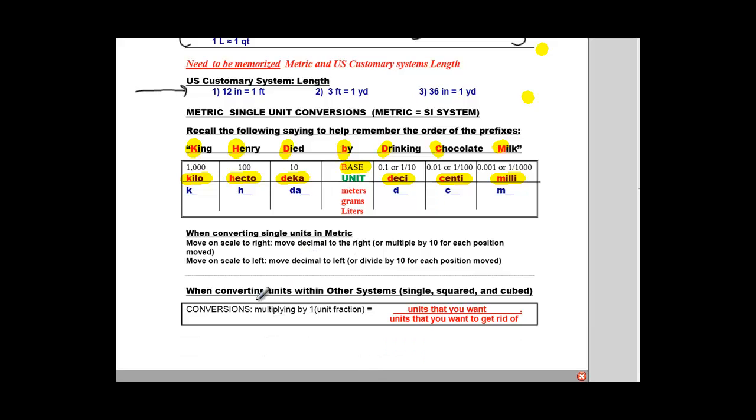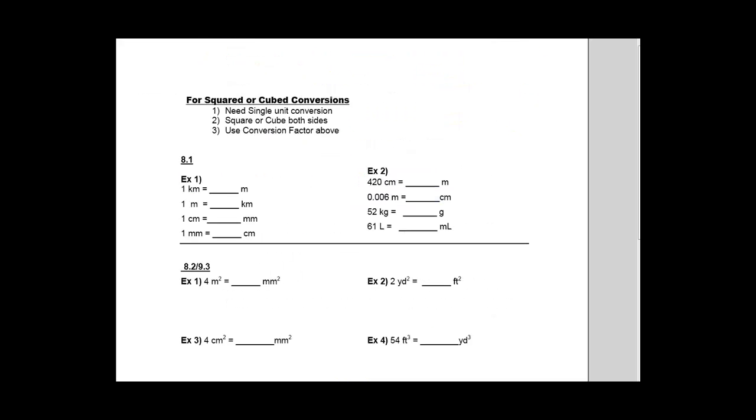And then also, when you're converting units within other systems, we're going to look at ones that would be single, squared, and cubed. We would want to, and we'll do some examples here in a minute, multiply by 1, which is considered a unit fraction: units that you want over units that you want to get rid of. Okay, so let that be a nice study sheet for you of what you need to know from Chapter 8 and what you'll be given.